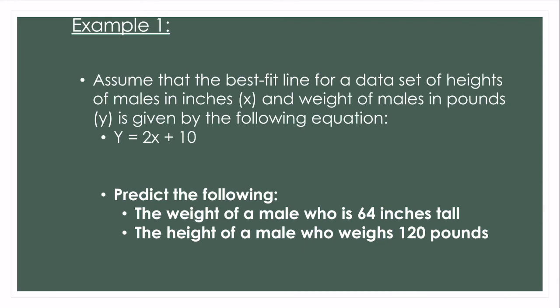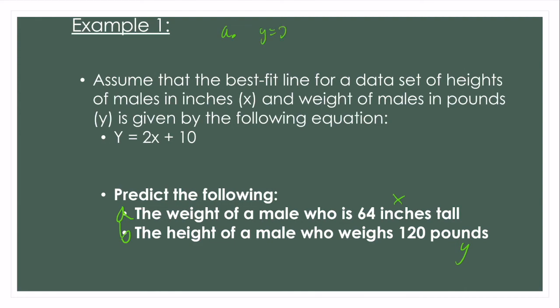So last, let's use this best fit line to make a prediction. Assume the best fit line for a data set of the heights of males in inches and weight of males in pounds is given by the following equation: y equals 2x plus 10. Let's predict first, A, the weight of a male who is 64 inches tall, and B, the height of a male who weighs 120 pounds. Well, my height is x and my weight is y.